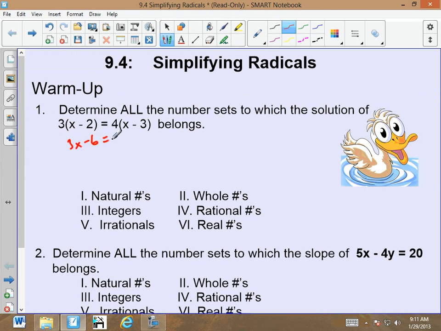3x minus 6 equals 4x minus 12. That's going to give me 6 equals x. 6 is natural, integer, whole, rational, and real.